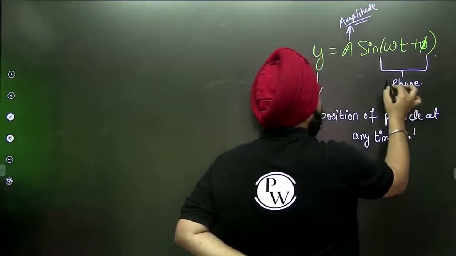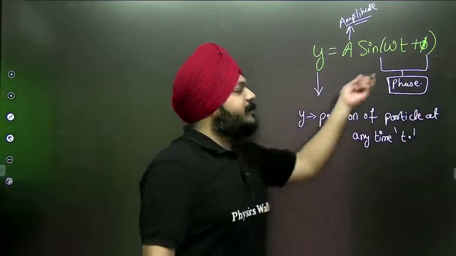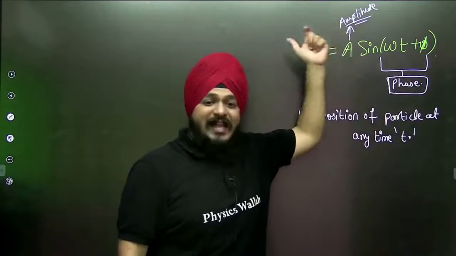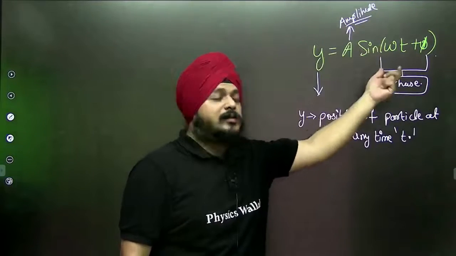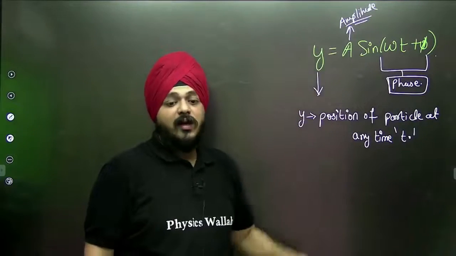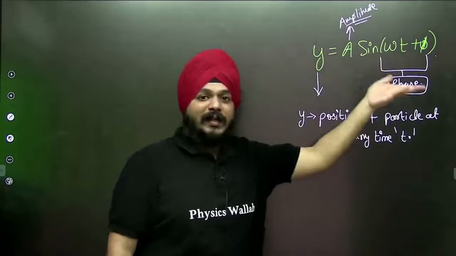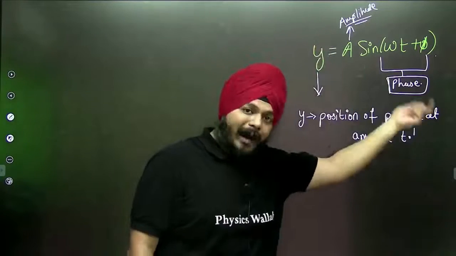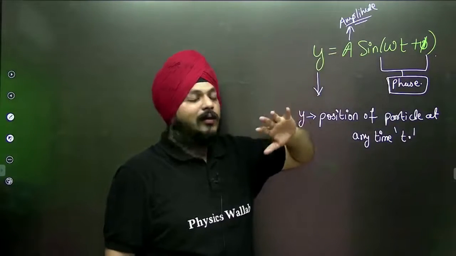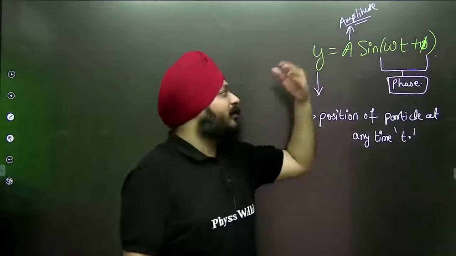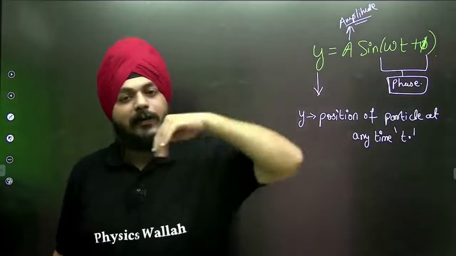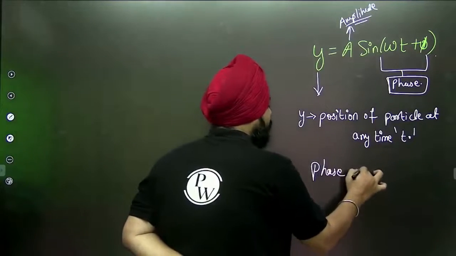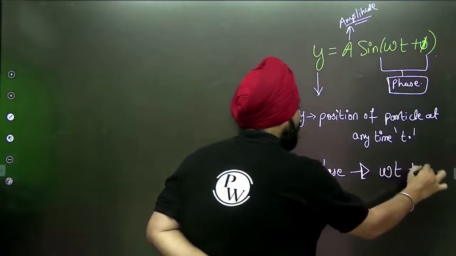This is known as phase. The value of the phase is getting changed, and because of this the value of the sine is getting changed. And because of this, the position of the particle is getting changed. Similarly, in the velocity equation, the value of the phase is getting changed, and with it the velocity of the particle changes. Similarly, in the equation of the acceleration, the value of the phase is getting changed, and with respect to it, everything changes. So this is known as phase: omega t plus phi.